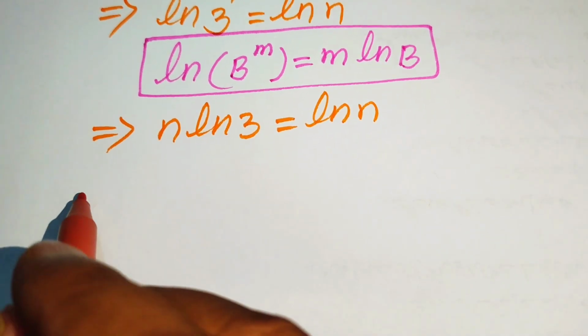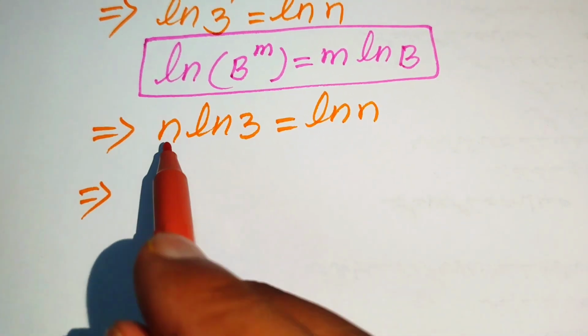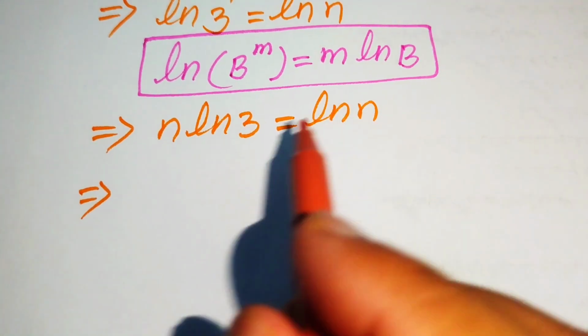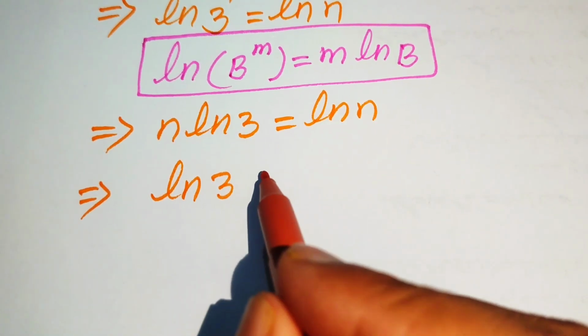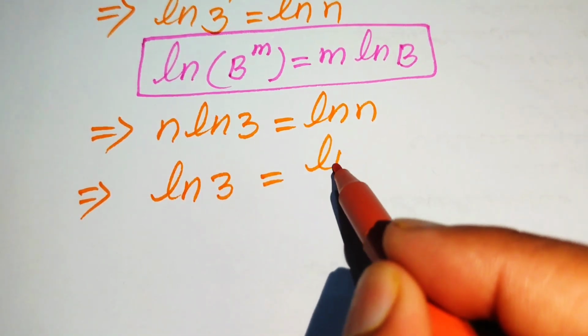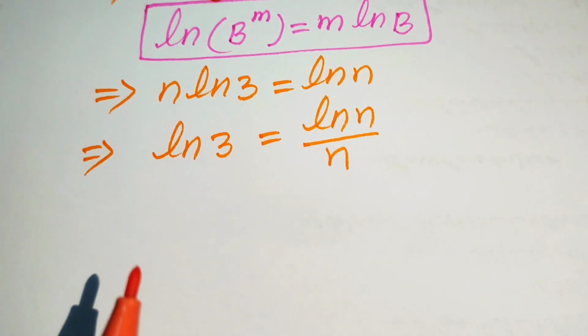In the next step we just move all the variable terms to the right hand side. We have n as the variable term, so we move this to the right hand side and it will be written as log 3 equals log of n divided by n.